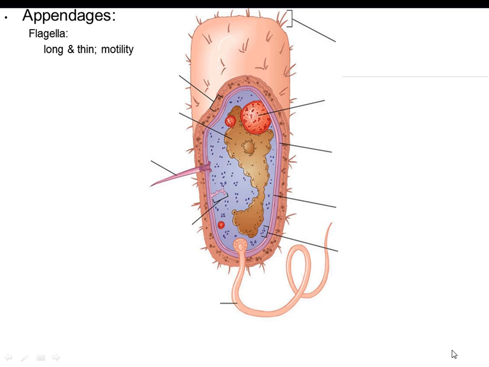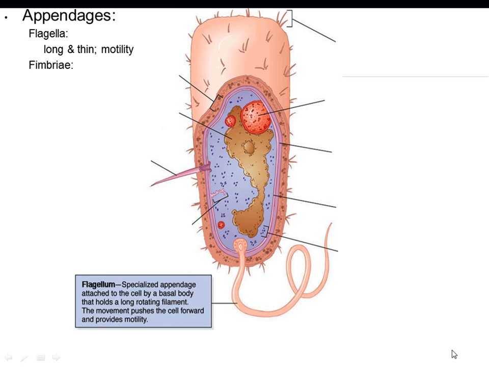The other structures, the long whisker, the short whisker-looking things all over the cell, those are called fimbriae. The bristle-looking, those are for adhesion. They help the cell to adhere to surfaces.